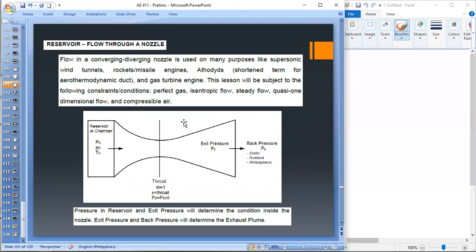So pressure in reservoir and exit pressure will determine the condition inside the nozzle. So exit pressure and back pressure will determine the exhaust plume. So yung exhaust plume, yun yung nakikita natin sa mga rocket dito sa exit nila. Yung nilalabas ng combination natin sa exit pressure and back pressure. So sa back pressure, we have static, ambient, and atmospheric. So sa rocket yung sa nozzle, matatakal nyo din yan. So ito, overview lang siya.